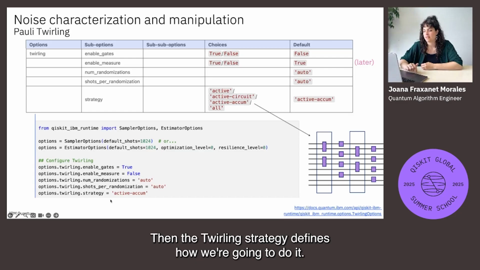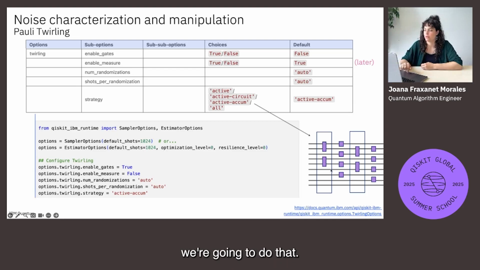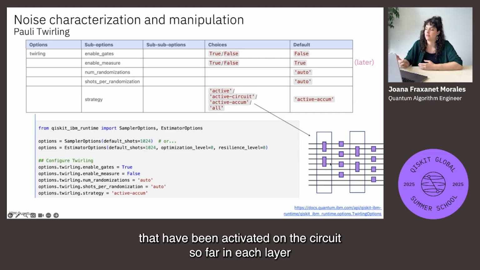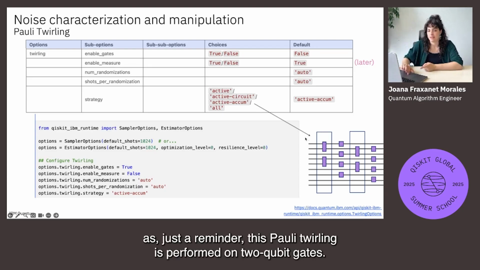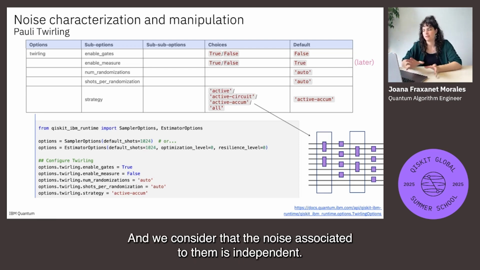Then the twirling strategy defines how we're going to twirl, like which 2-qubit gates we're going to twirl and on which qubits we're going to do that. And active accumulated, it's just that we're going to do Pauli twirling on the qubits that have been activated on the circuit so far in each layer. As a reminder, this Pauli twirling is performed on 2-qubit gates, so the layers of single qubit gates in between are left alone, and we consider that the noise associated to them is independent.